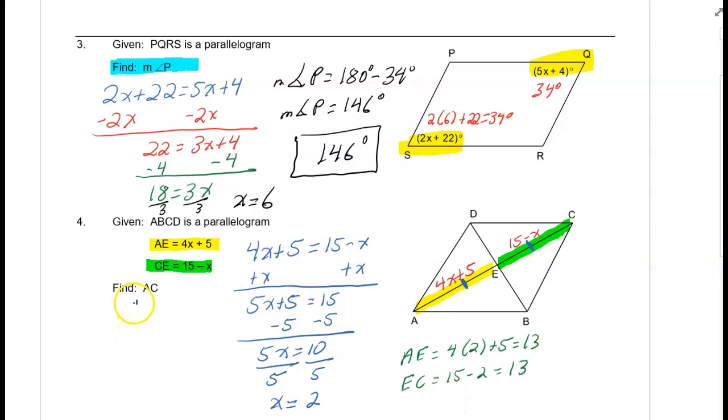The goal was to find AC. So AC is the whole diagonal, so 13 plus 13, which is equal to 26. So the final answer there is 26. So I'm hoping you found this video useful in terms of finding and utilizing the properties of a parallelogram.